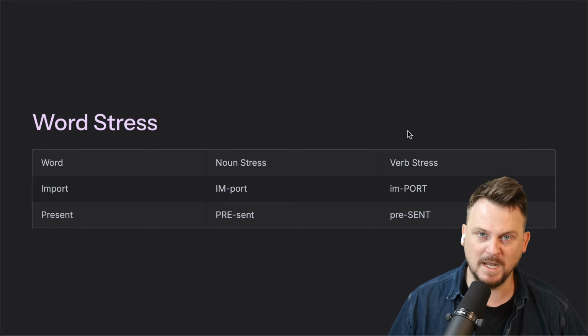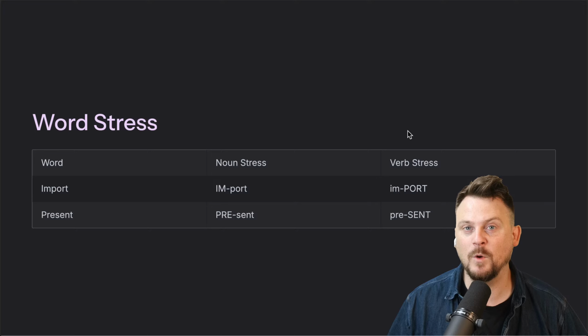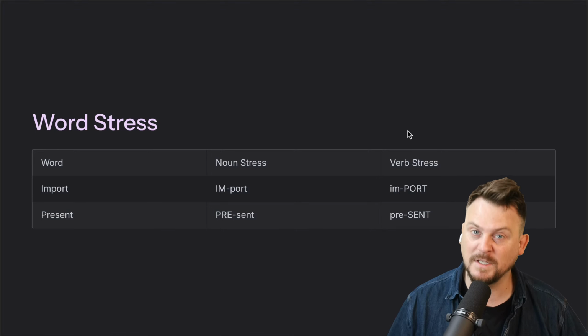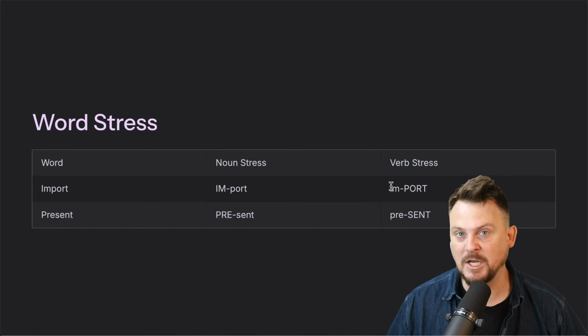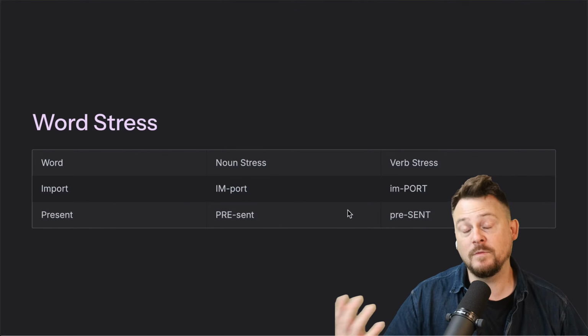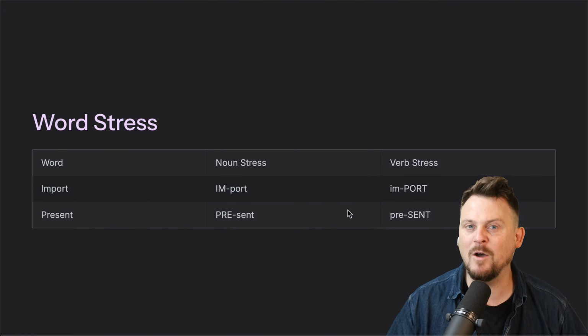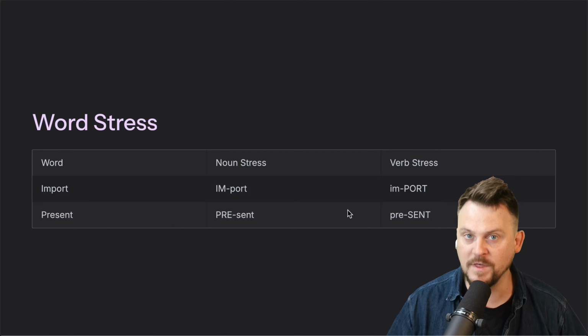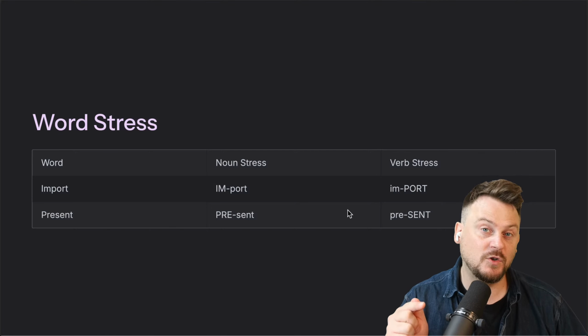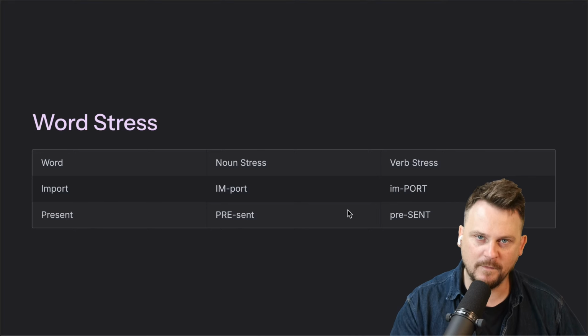How about PREsent and preSENT? Well, PREsent if it's a noun, so I give someone a present, right? And preSENT if it's a verb, to present something to a group of people, right? Like presentation, to present to maybe your team, for example. So that's a general kind of rule where if you have a two-syllable word that's a noun or an adjective, then the stress will be on the first syllable. There are exceptions, but generally the stress will be on the first syllable.